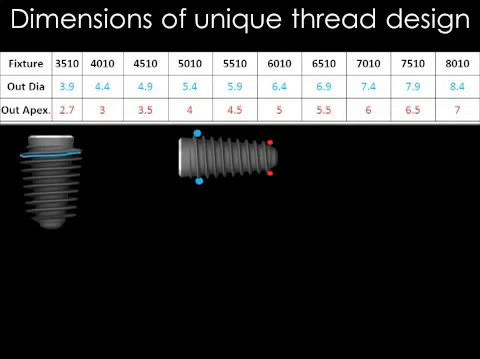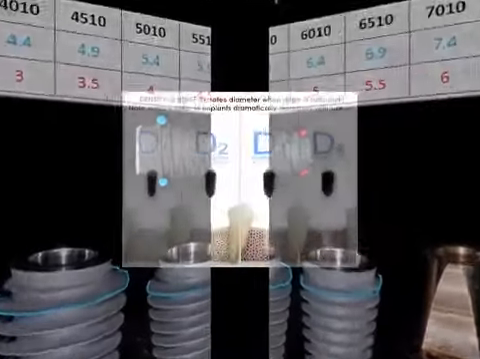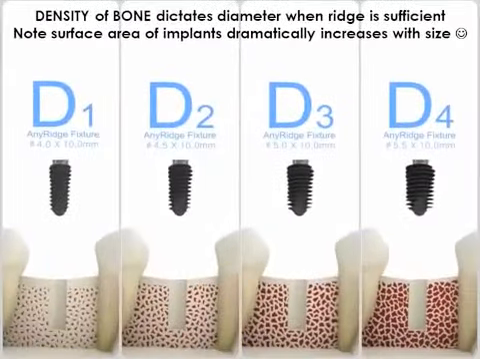Note on here the different aspects of the very unique thread design. Again, you have where the blue lead is, the blue little diagram there, that has an increased lead by 0.4 millimeters circumferentially, so you really get increased stability.